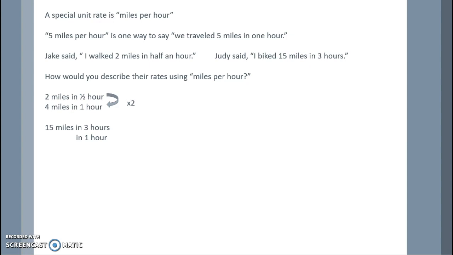Similarly, Judy biked 15 miles in 3 hours. How can we determine what she did in one particular hour? Well, we could divide by 3, not divide by 2, divide by 3. And if I divided 15 by 3, we would get 5.